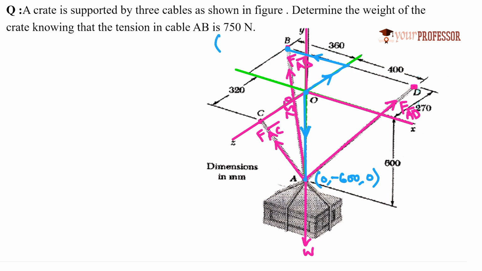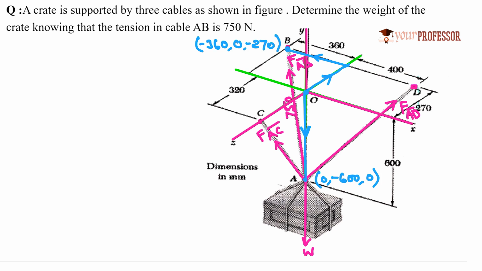In the negative x direction I traveled a distance of minus 360, and I didn't travel in y direction, and in z direction this is the value 270. That too I have traveled in negative z, right? So this is minus 270. So these are coordinates of B.